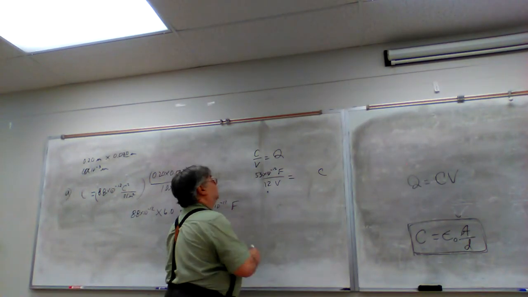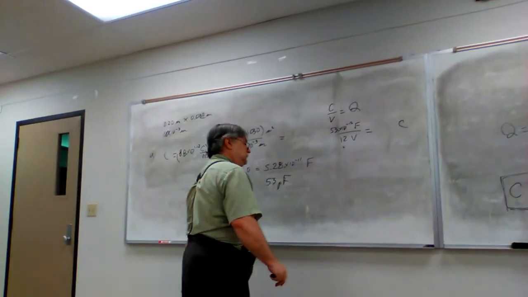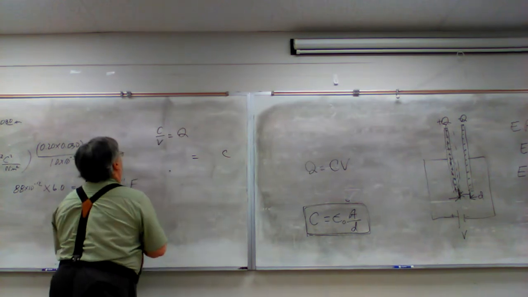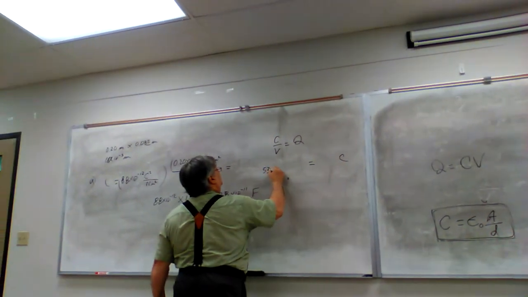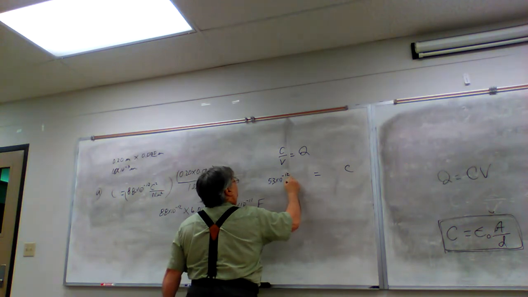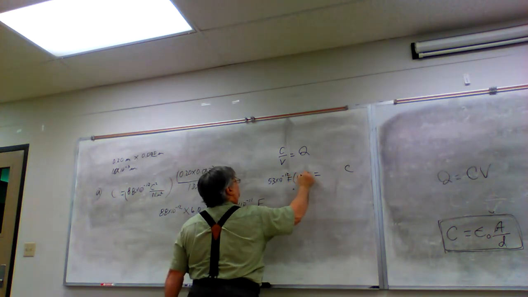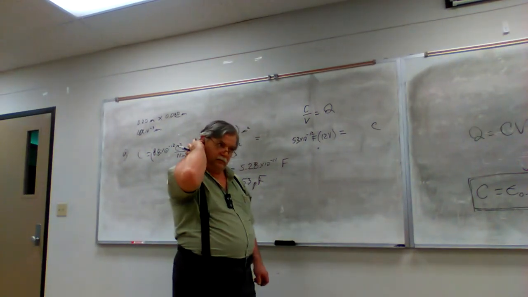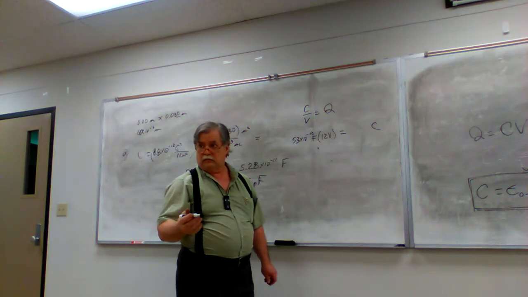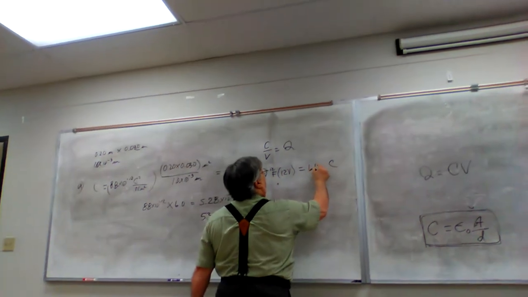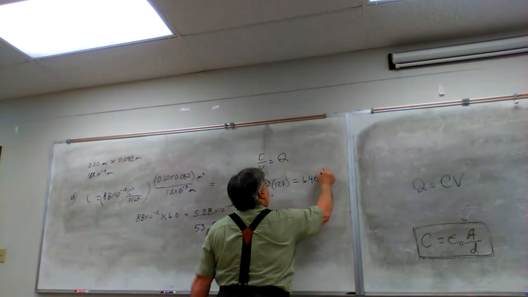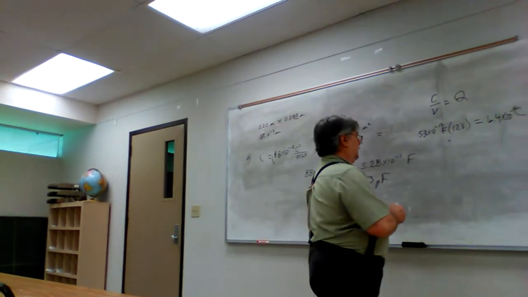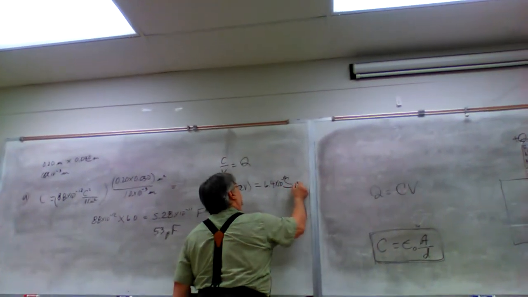So, $53 times 10 to the minus 12 farads times 12 volts equals 6.4 times 10 to the minus 10 coulombs. Now, let me stop here and say this again.